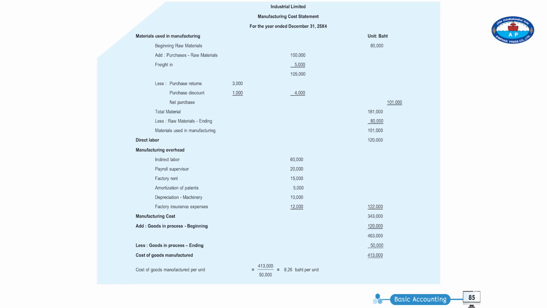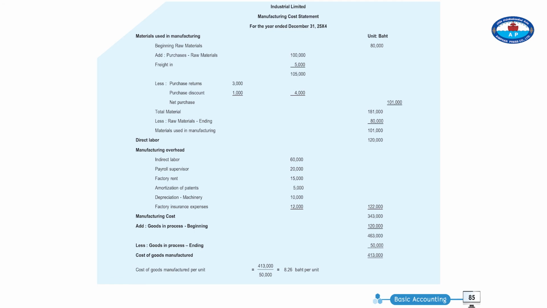Industrial Limited. Manufacturing cost statement for the year ended December 31st, 2554. Materials used in manufacturing. Unit: baht. Beginning raw materials, 80,000. Purchase raw materials, 100,000. Freight in, 5,000, total 105,000. Purchases return, 3,000. Purchase discount, 1,000, total 4,000. Net purchase, 101,000. Total material, 181,000. Ending raw materials, 80,000. Materials used in manufacturing, 101,000.